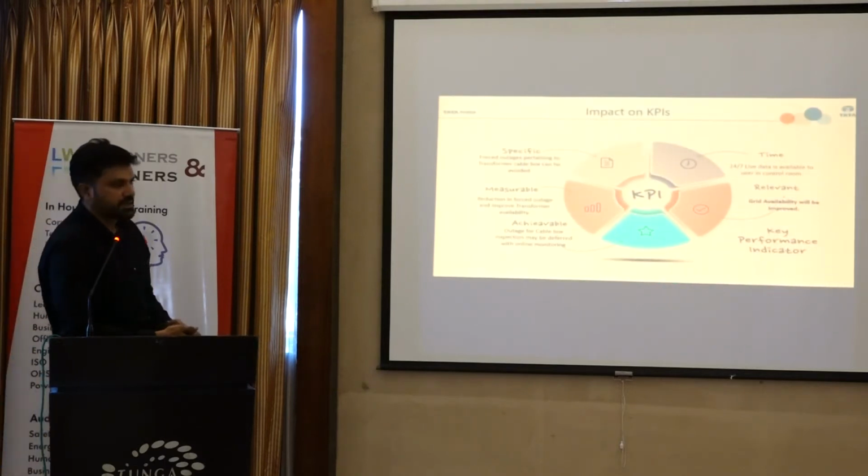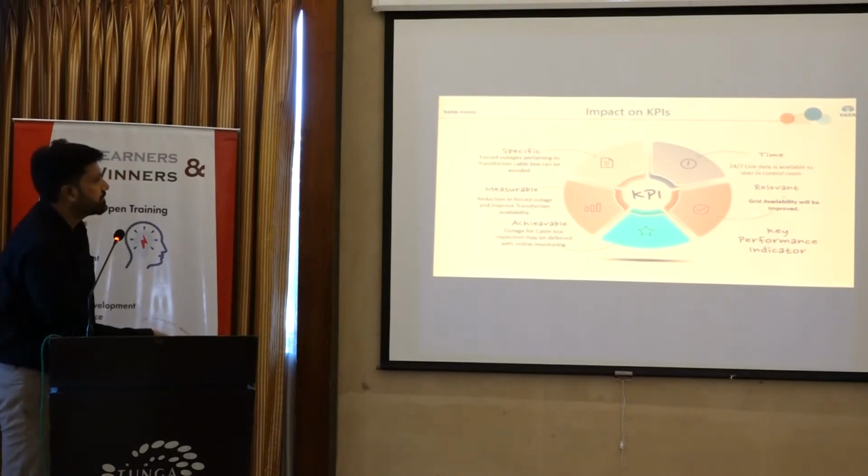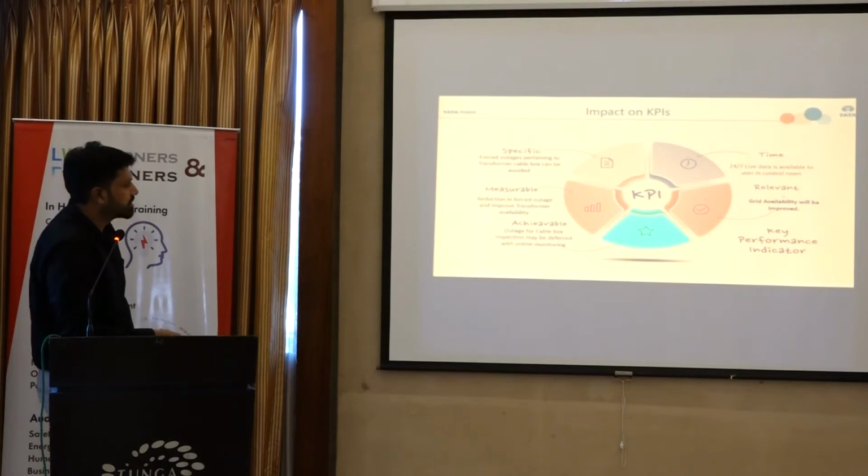The impacts it has created on our key performance indicators: forced outages pertaining to the transformer cable box can be avoided, because we don't have to take planned outages, and also forced outages can be avoided. Measurable reduction in forced outages and improved transformer availability. So if you can avoid outages, obviously the transformer availability is going to improve.